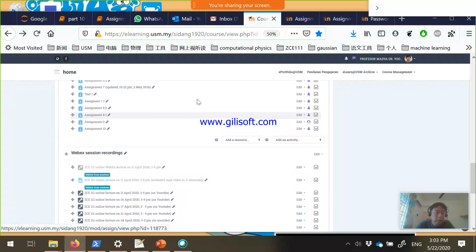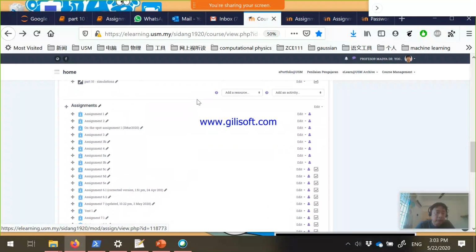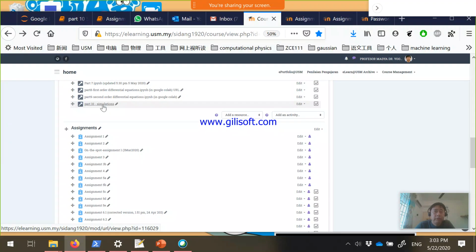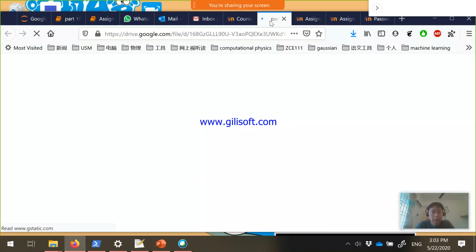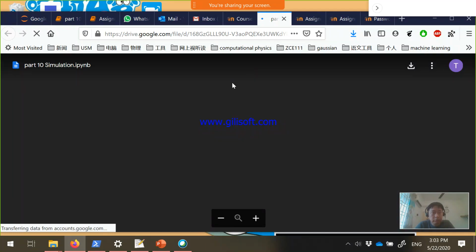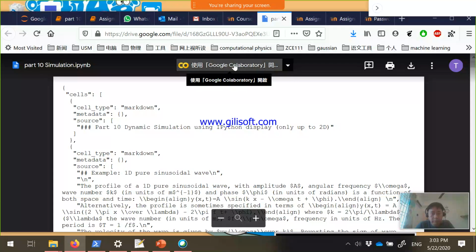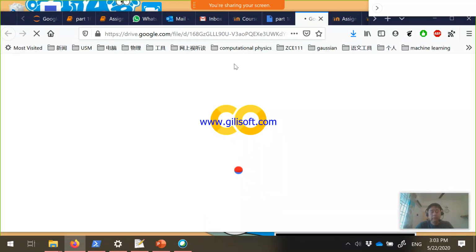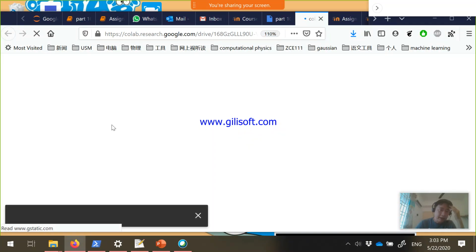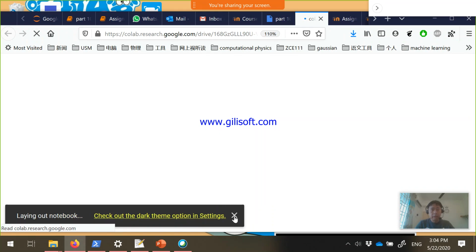Okay, so we are going to look at a new topic, which is part 3, simulation. You click on this simulation, and you'll be able to go to this Colab again. It's a bit slow on my laptop. You can use Google Colab to open this instead of downloading it. Please run the script on the screen instead of running it on your local computer.